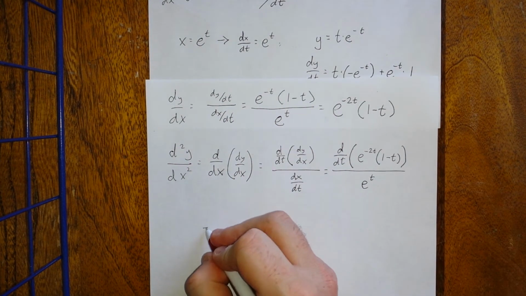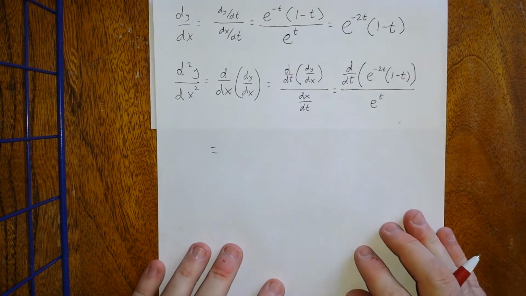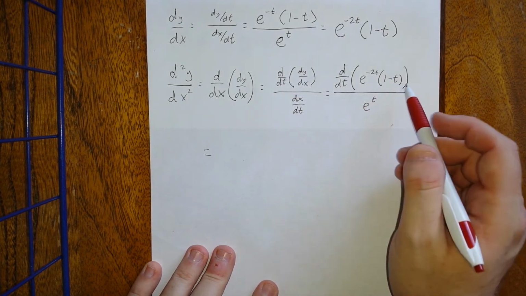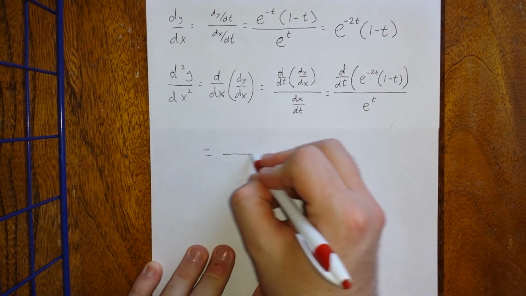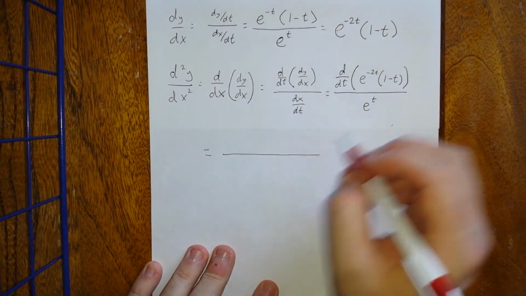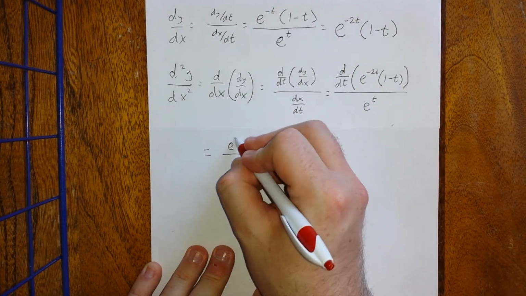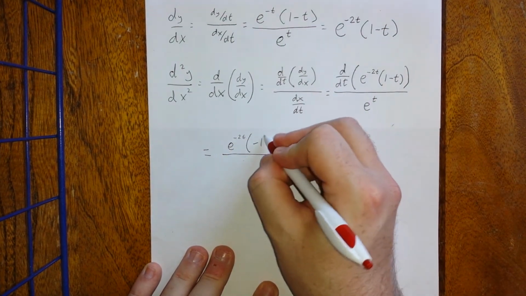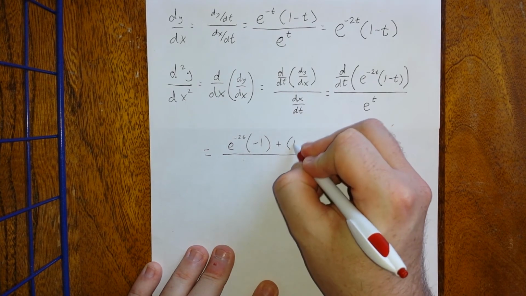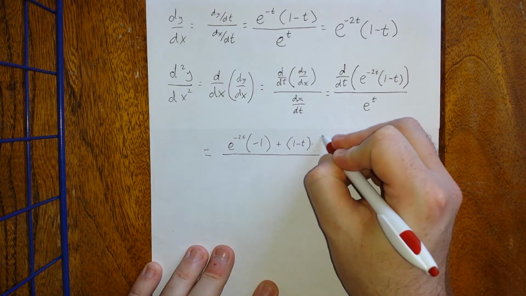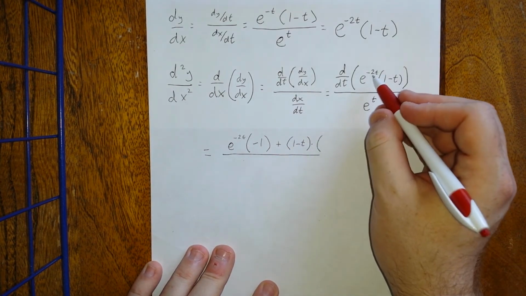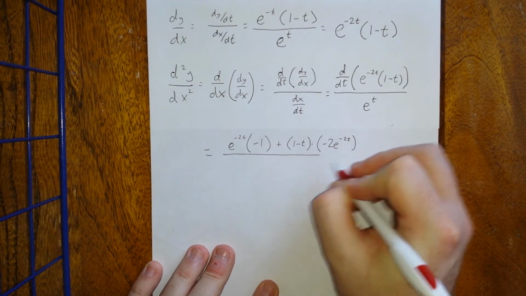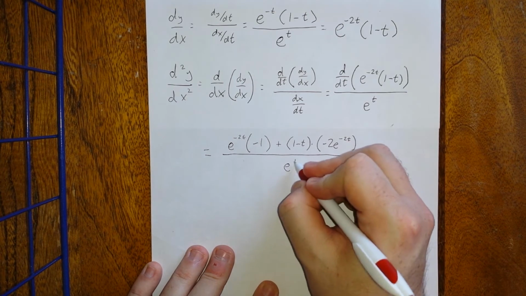Alright, move down to the next line. So now we want the derivative of e to the negative 2t times 1 minus t with respect to t. Once again, this is a product of two things, so we will do first times the derivative of the second plus the second times the derivative of the first. We're going to need some chain rule for this. That'll be negative 2 e to the negative 2t. This is still all over e to the t.